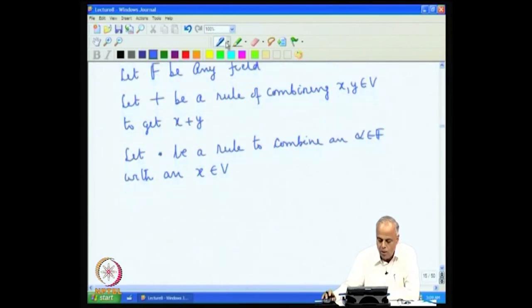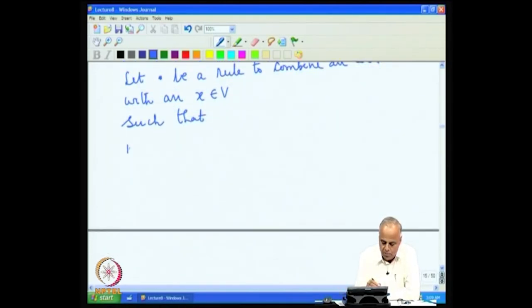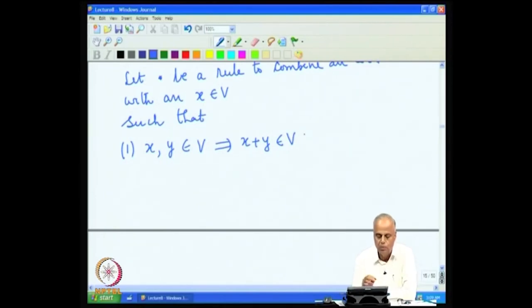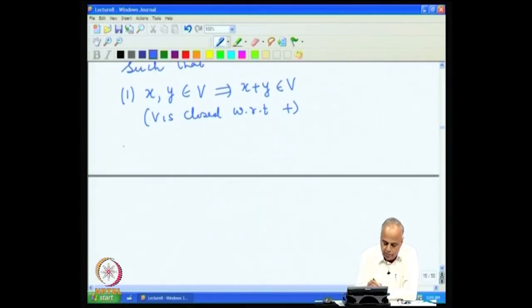Now, what are the rules? Let us list the rules of addition first. We will list them in continuous numbers. The first one was, when we add two R^k elements, we get an R^k element. That is, R^k was closed with respect to plus. Analogously, when we combine two elements in V, the resultant is also in V. So V is closed with respect to this rule plus. This also says that plus is a binary operation on V.